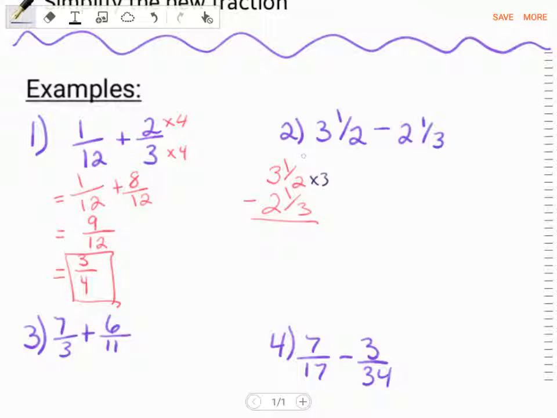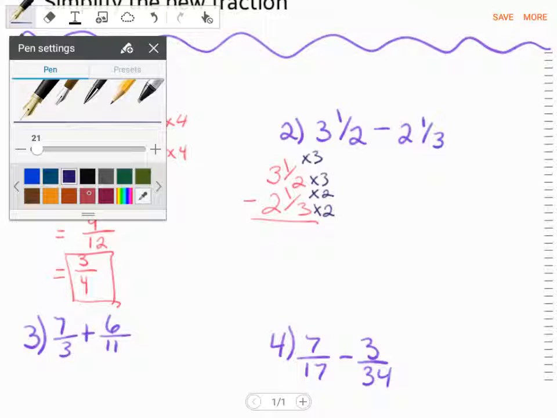To multiply by 3 on the bottom, then I can multiply by 3 on the top, just to balance it off. On this fraction down here, if I want to make my denominator 6, I've got to multiply by 2 on the bottom. And when I do it on the bottom, I've got to do it on the top as well. So I'm going to go ahead and rewrite what my fraction is.